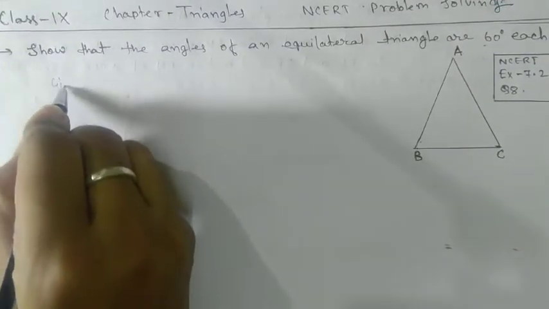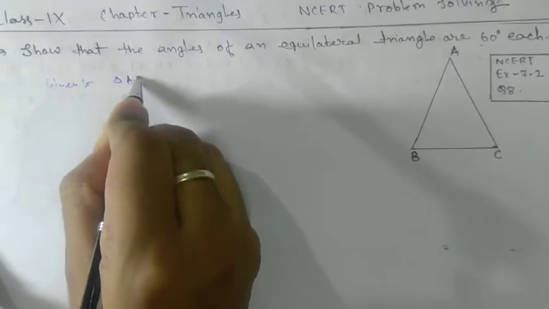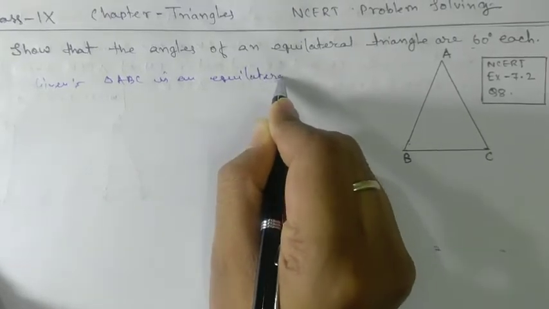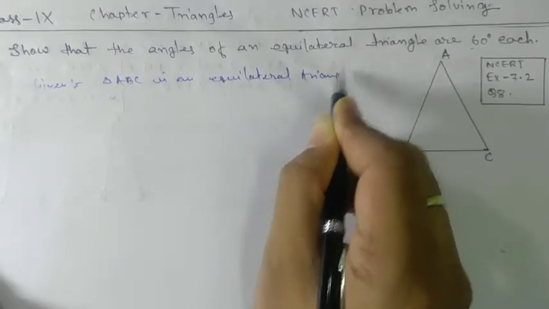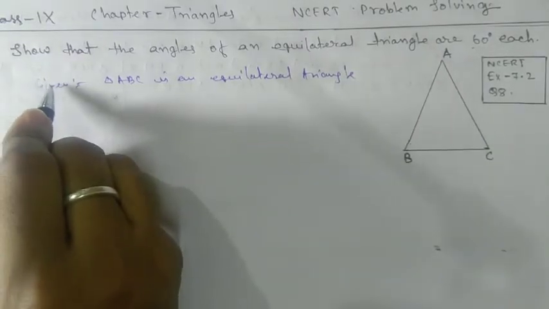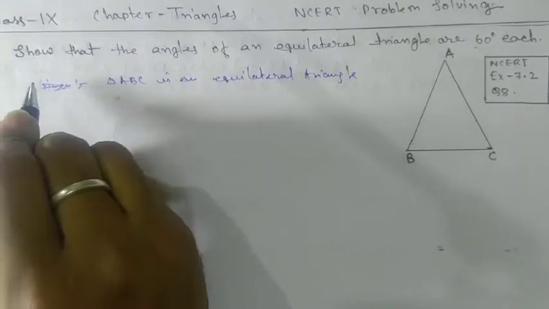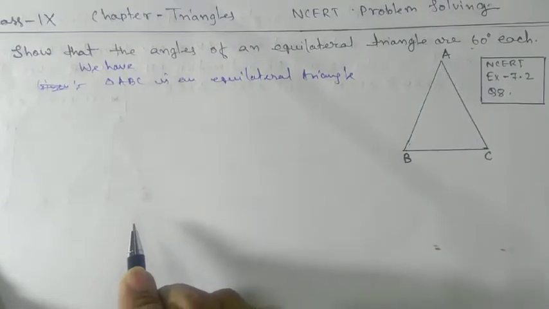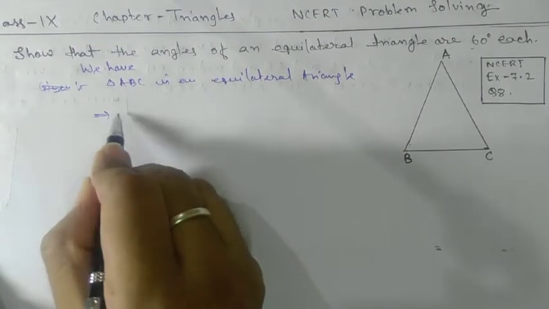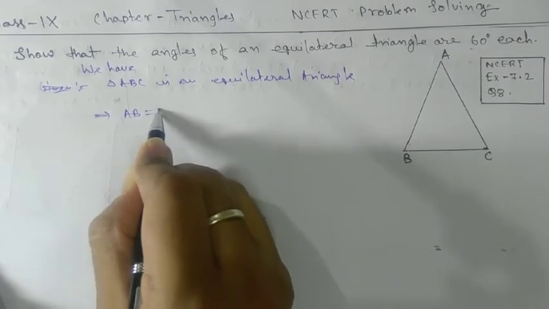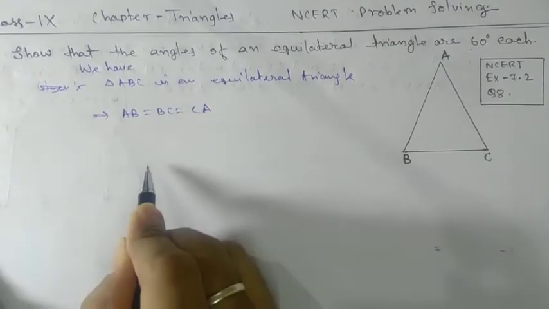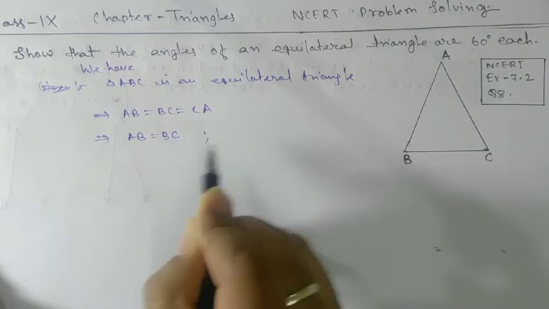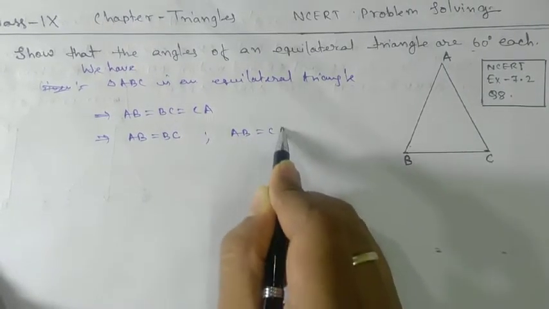So here it is given that ABC is an equilateral triangle. Okay, or directly, instead of going for given and to prove, you can directly start like this because it is not a theorem. You start like this. We have ABC is an equilateral triangle. This implies by definition each side is equal to one another. Okay, this means we can write AB equals BC, and separately we can write AB equals CA.